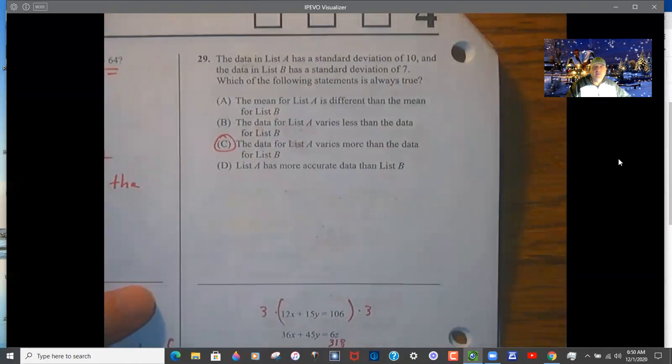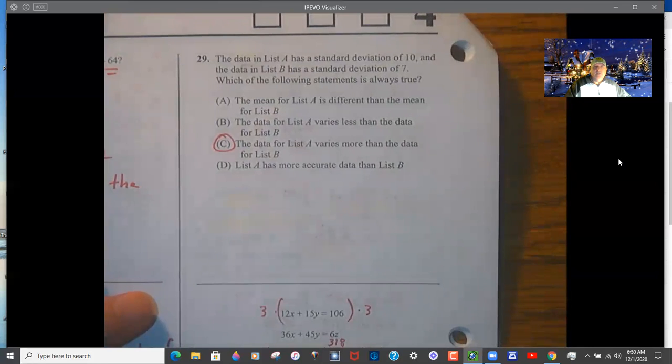Problem 29. If list A has a standard deviation of 10, this measures how spread out a set of numbers is. The larger the standard deviation, the more spread out something is. List B has a standard deviation of 7. Which of the following must be true? The data for list A must be more spread out than list B.